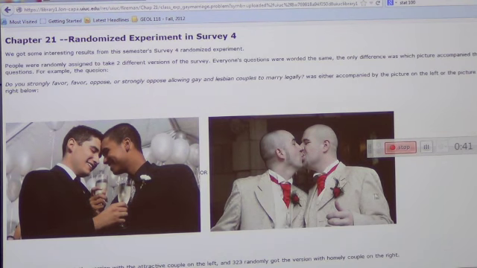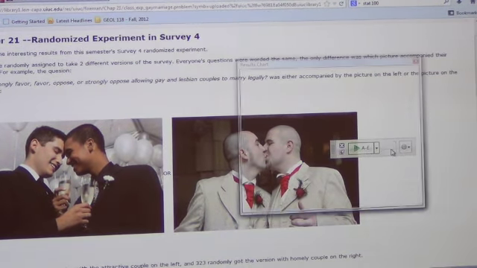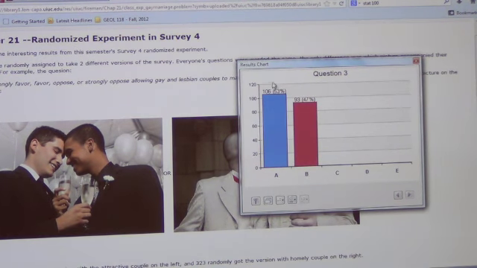Everybody get a chance to vote? Yeah? Okay, I'm going to stop it. These are just for participation. Okay, so let's see what you said. Oh, you think it was just due to chance. You didn't think the pictures would really influence. Interesting. Okay, so now you can do it.